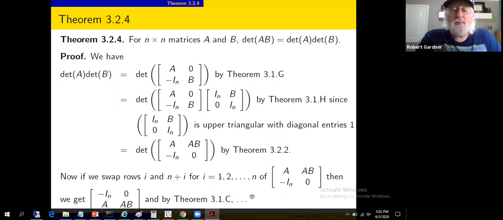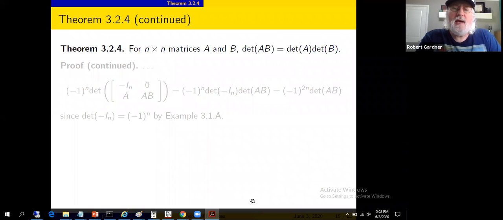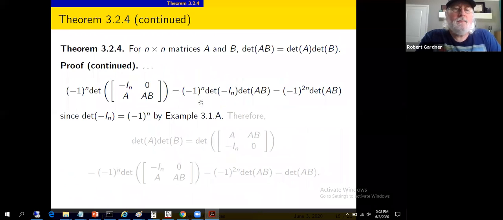How does that affect determinants? Theorem 3.1.c tells us that it affects determinants by a factor of (-1)^n, however many row swaps you did. So (-1)^n times the determinant of that modified thing would be -1 to the n times, to this we can apply what we had above, the determinant of this times the determinant of the AB. And then the determinant of -I sub n.